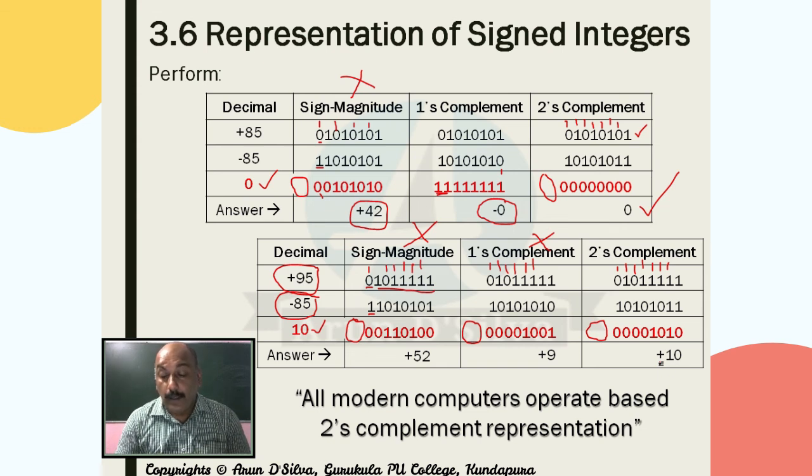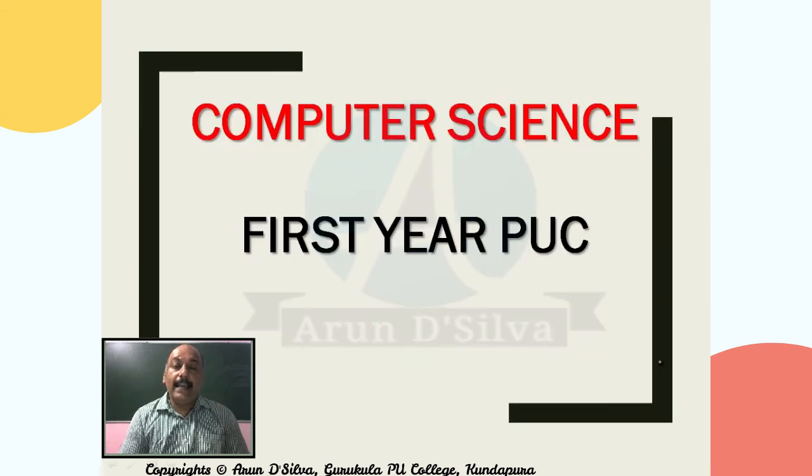Okay. So with this, I conclude this session here. That is about the representation of negative numbers in computers. In the coming session I will teach you how we can perform subtraction by using the 1's complement method and the 2's complement method.